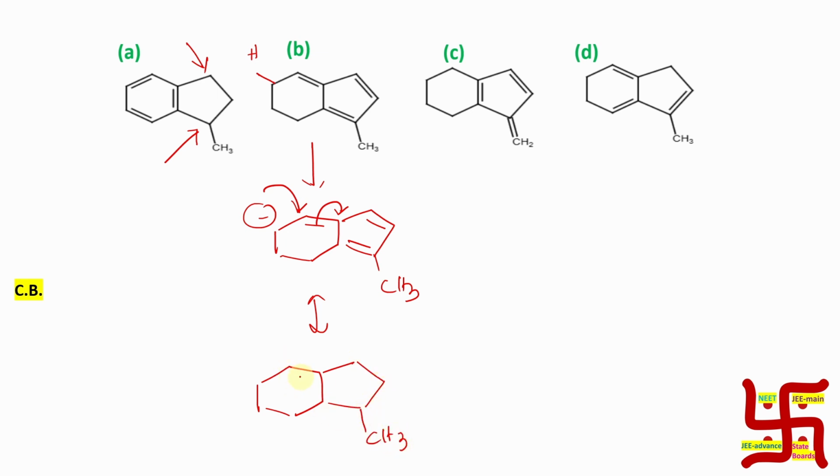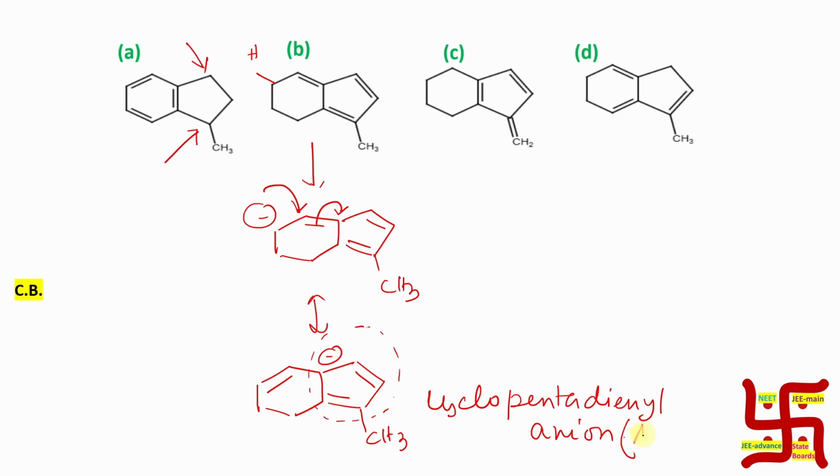Can't I draw more canonical forms? Obviously, yes. But that's a time waste for me. I need to finish the video as early as possible. Now, if you look at this part, student, this is the cyclopentadienyl anion. Okay, and this is aromatic. Aromatic means it is stable. Okay, so this is obviously one option.